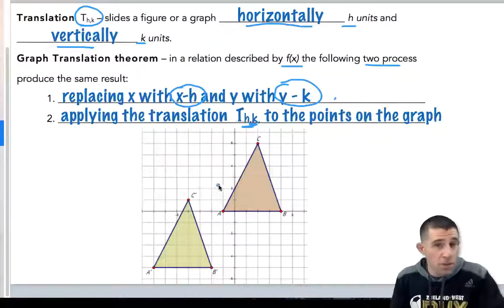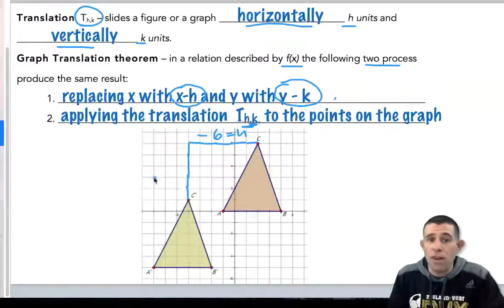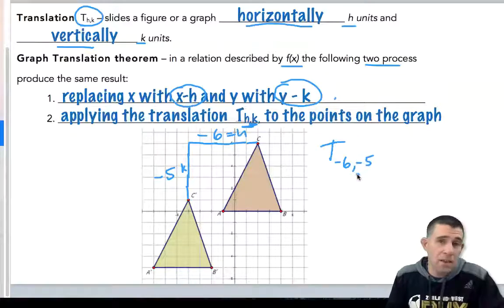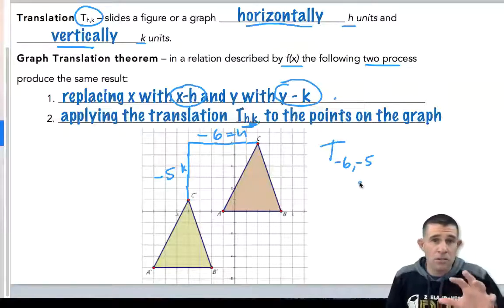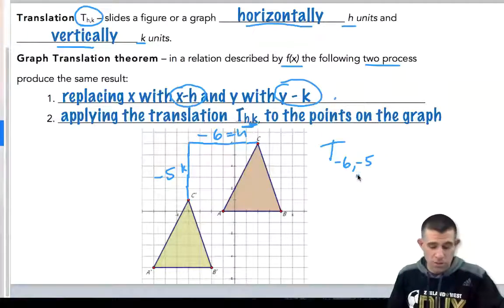So if you take a look at our geometric example here, this translation slides the points 1, 2, 3, 4, 5, 6 units to the left. So that's -6 for our h, and down 1, 2, 3, 4, 5. That's -5 for our k. So this translation would simply be written as t with a subscript -6, comma -5, indicating the horizontal and vertical movement. So let's see how these translations affect graphs and how we can quickly find the equation of these functions.